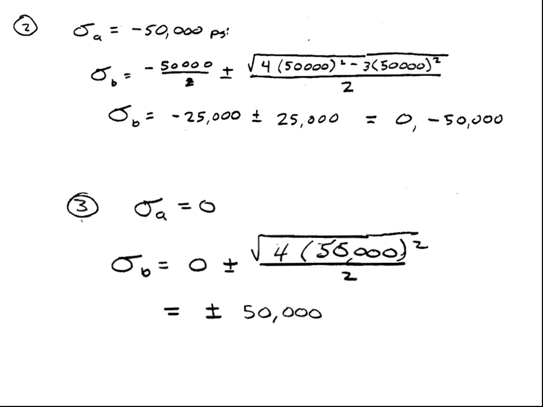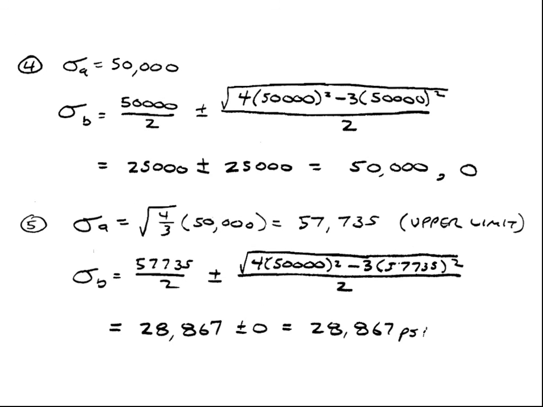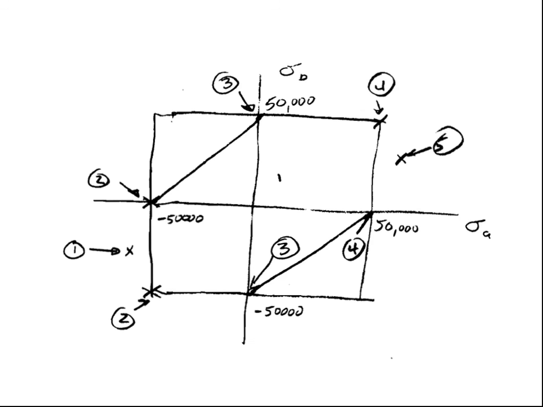And we can do this with a couple more points. Let sigma a be positive 50,000, and again we find that sigma b is 50,000 or 0. And finally, look at the upper limit of sigma a, and we find that sigma b at that point is 28,867 psi. Now, if we plot those, you can see plotted 1 to 5, and again for 2, 3, and 4 there are two roots. And so of course this forms an ellipse.